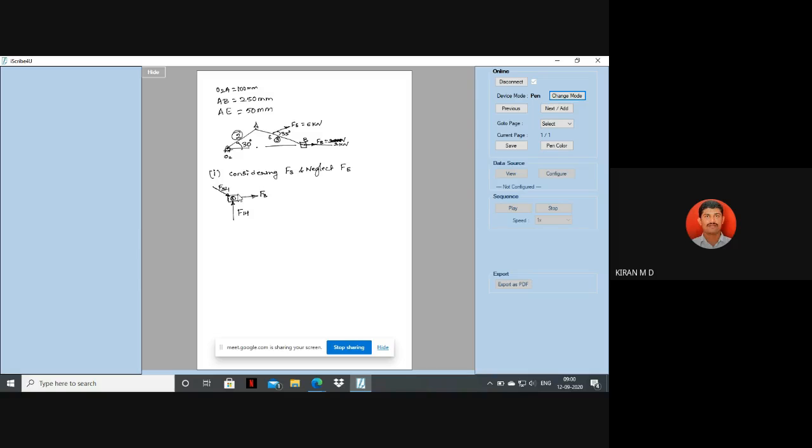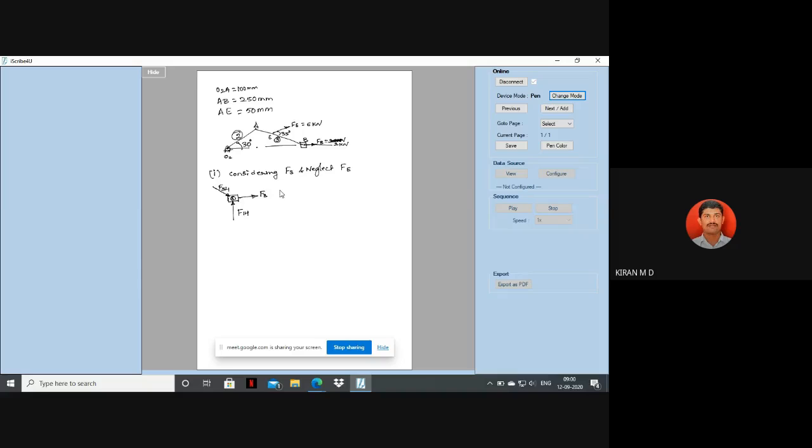Okay, now for this one we can write the force polygon in the triangular manner. Here we know the FB value. FB is 2 kilonewton, means 2000 Newton, and F14 and F34 we need to find out. If it is 2 kilonewton, we should use some sufficient scale.